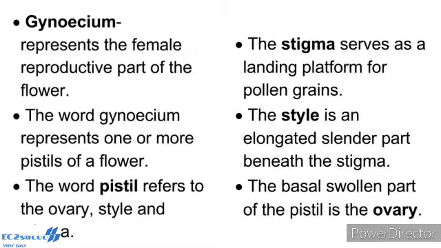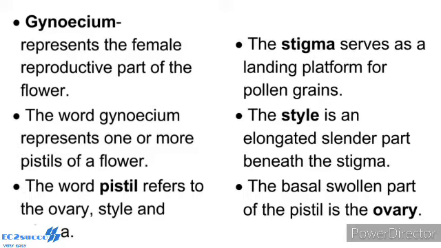The gynoecium represents the female reproductive part of the flower. The word gynoecium represents one or more pistils of a flower. The word pistil refers to the ovary, style and stigma. A pistil is derived from a carpel. The ovary is the part that contains the ovules.